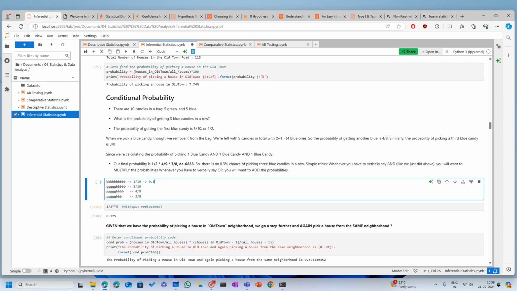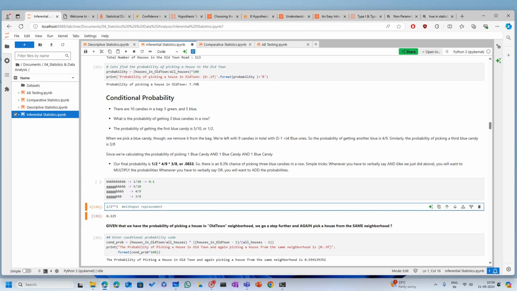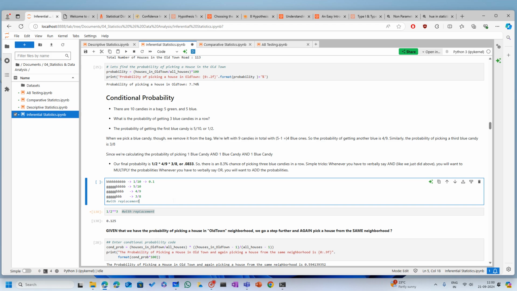No, this is with replacement. No, no, the opposite. The bottom one is with replacement. You choose it and you put it back in the sample. And the upper one is without replacement. We are not replacing it. We are just keeping it aside, right? Okay, that is what it is.